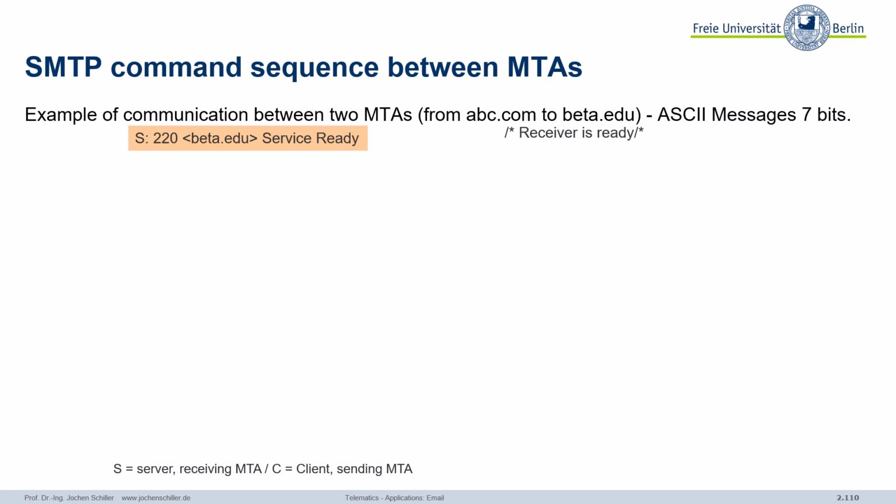So the simplest way: typically, if you start your connection, the TCP connection is up and running, you contact the server, then the server will tell you, hey, there's a certain code, 220, beta.edu service is ready. And then your friendly MTA, the first thing you do is say, hello. Why only one L? Well, it's HELO with one L. So HELO abc.com. That means, hey, I'm abc.com.